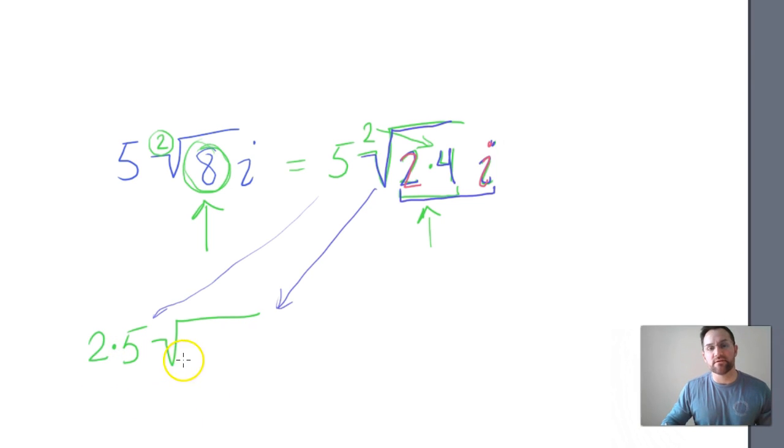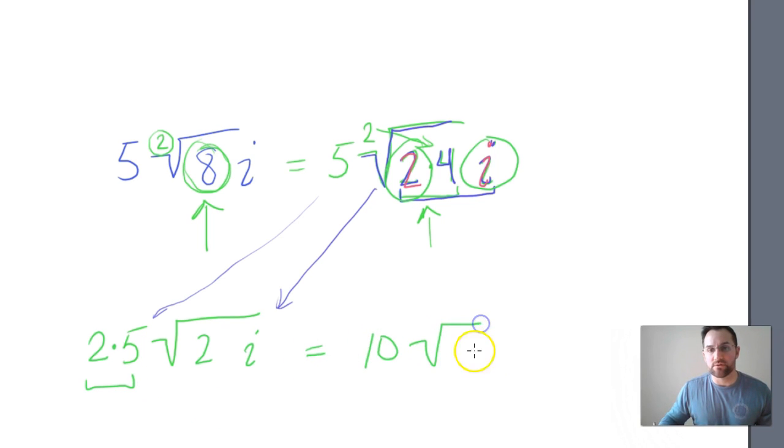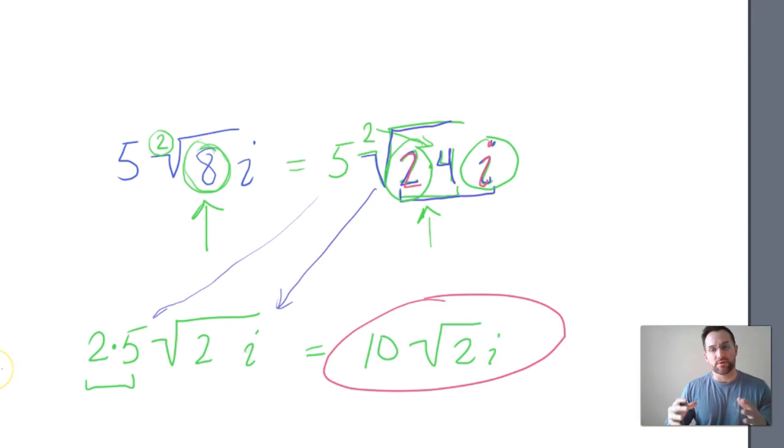So now I have 2 times 5 times the square root of 2i, right? So that stays there. Now we can combine like terms here, and we end up with 10 times square root of 2i. One more expressing in terms of I.